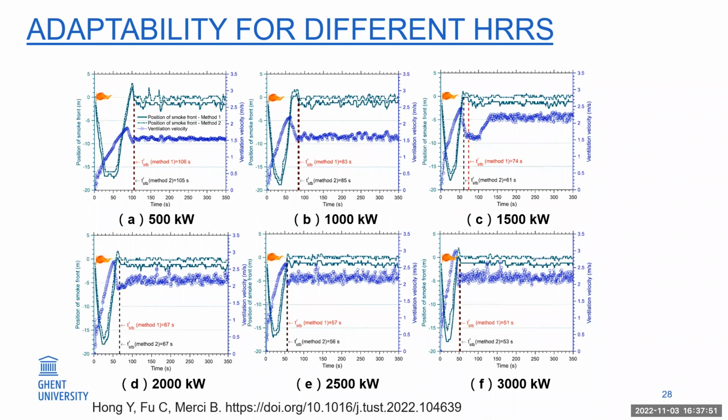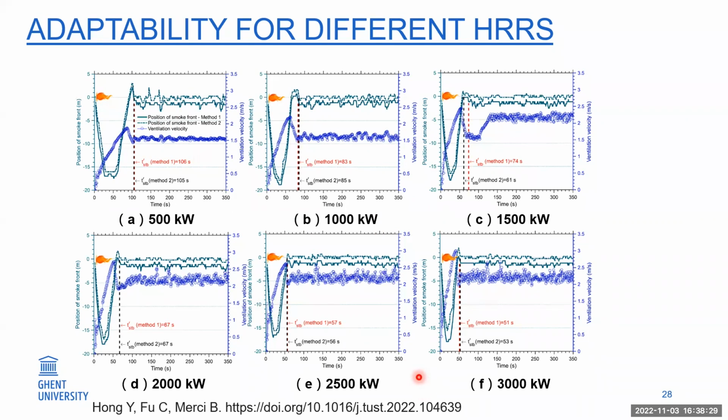This is the emissions of the ventilation velocity for the blue curve, and the green curve is the emissions of the smoke front upstream. You can see in all of these cases the smoke can be controlled at around the fire source. This is the location of the fire source. But the stabilization time is different. For the higher heat release rate, the smoke can be controlled faster.